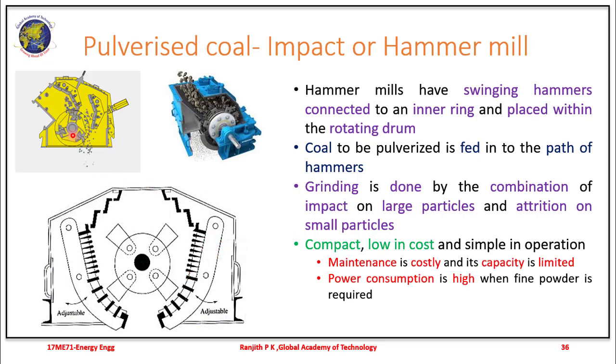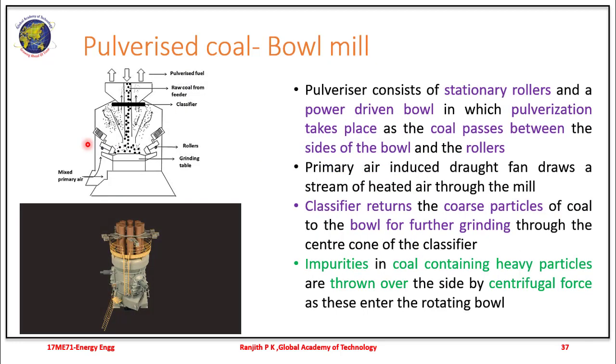In case of an impact or hammer mill, there are swinging hammers connected to an inner ring and placed within a rotating drum. As the coal is fed, it is pulverized due to the hammering action, and then it is further allowed to be used. This is very compact and low in cost; however, the maintenance is very costly and the capacity is limited. The power consumption also plays a role here, which becomes very high when the size of the coal required is too small.